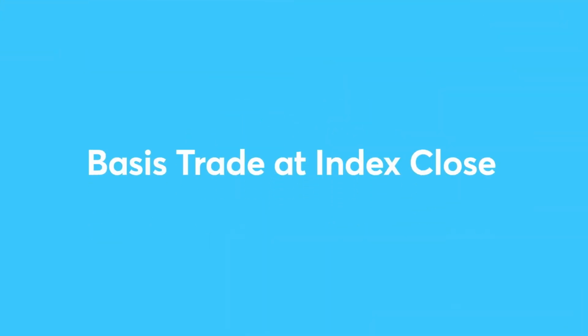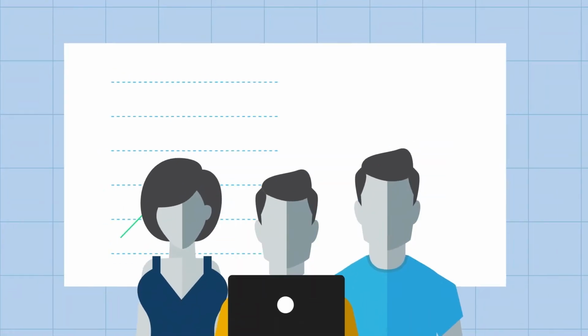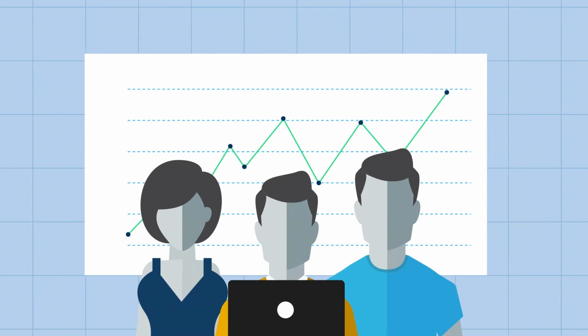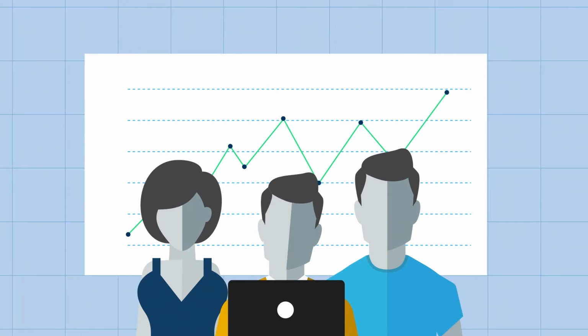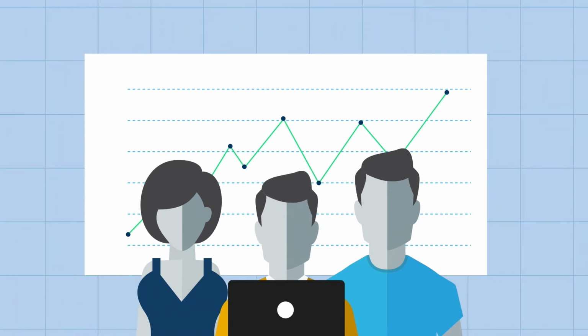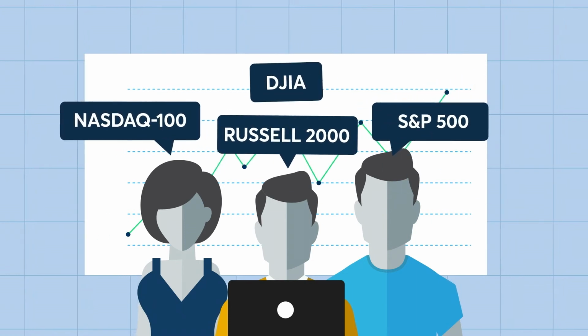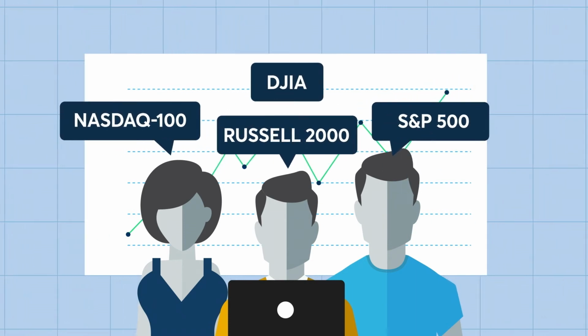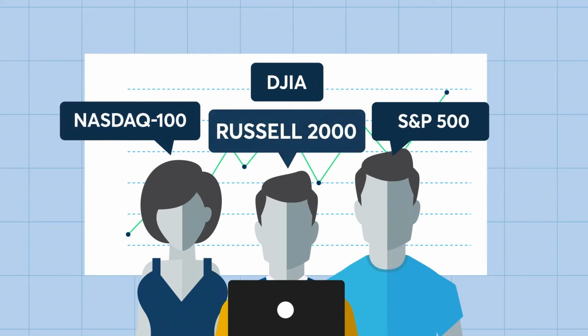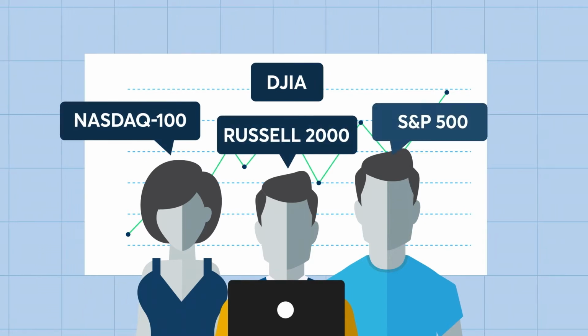BTIC, or Basis Trade at Index Close, allows market participants to trade futures at a fixed spread to the reference price of a known benchmark index. Since its introduction, BTIC functionality has become a popular vehicle for market participants to access futures contracts tied to the closing price of benchmark indices such as the Dow, NASDAQ 100, Russell 2000, and S&P 500.